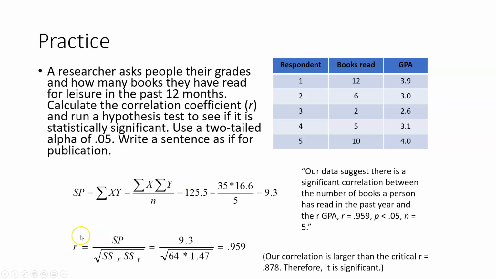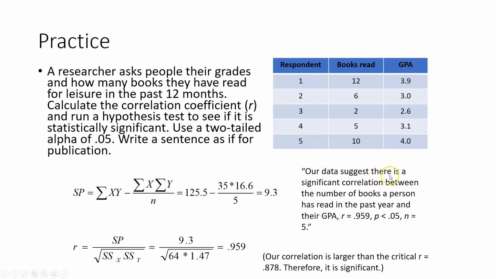Okay, if you use the SP formula that's computational, you should have been able to ascertain that following the equation through, you get 9.3. You can use that 9.3 in your r formula here. So then you divide it by the square root of the sum of squares of x times the sum of squares of y. If you put those against each other, it carries out to 0.959. That's a very large correlation, very strong.